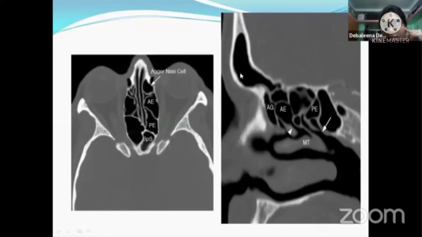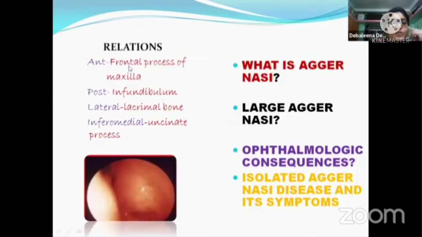This is the frontal sinus. There's a frontal recess. So the Agger nasi cell forms the anterior boundary of the frontal recess, which is very clear in the sagittal cut. So the relations are anteriorly the frontal process of the maxilla, posteriorly the infundibulum, laterally the lacrimal bone, and inferomedially the uncinate process.